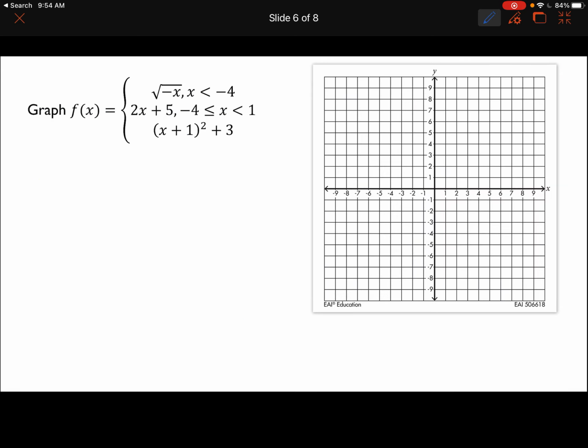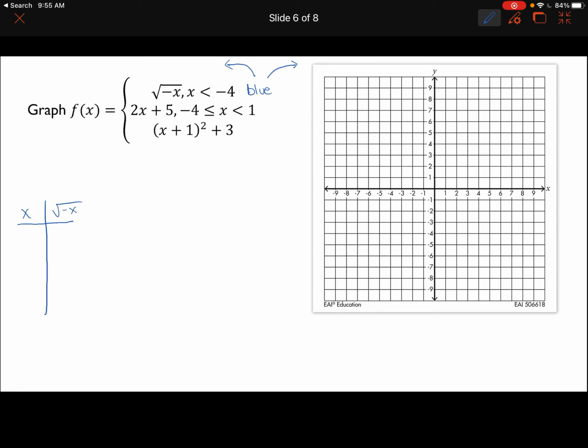So next we have the graph f of x equals, and now we have 3 different constraints. So we're going to say that, since we already have blue, we're going to have blue for this. And you remember, for the square root function, it's basically going to look like this, or it's going to look like that if it goes left. And our x's are less than or equal to -4. So all of our x values have to be less than -4. So we're going to have x, and we're going to have the square root of -x.